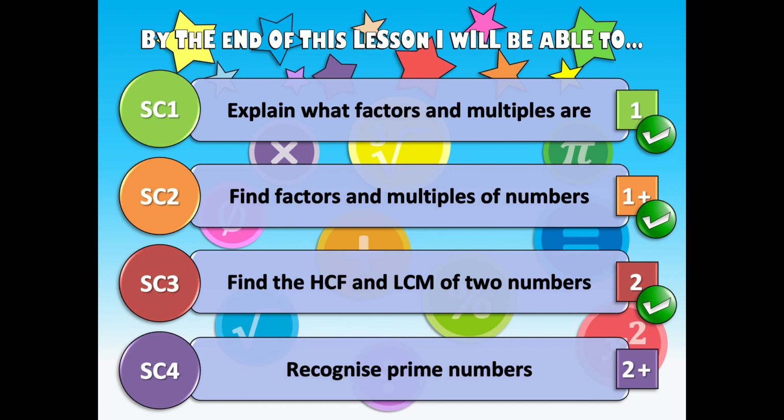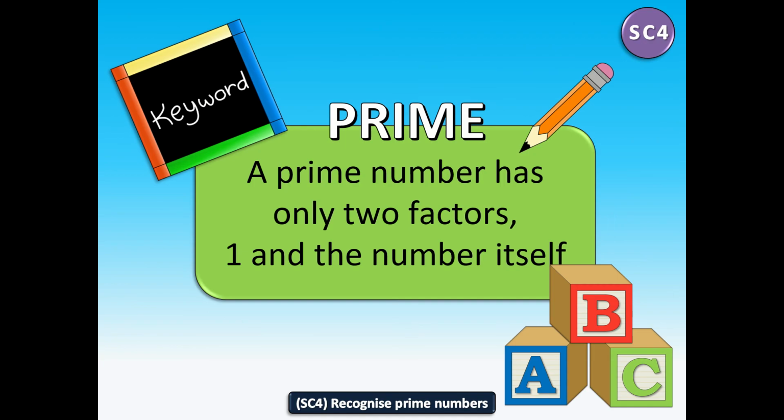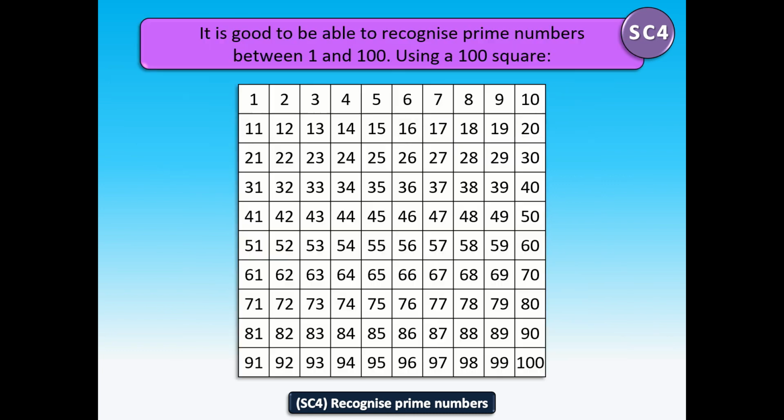So now we're going to move on to number 4, and this is to recognise prime numbers. So a prime number has only 2 factors, the number 1 and the number itself. So it's good to be able to recognise the prime numbers between 1 and 100, and we can calculate the prime numbers using a 100 square.